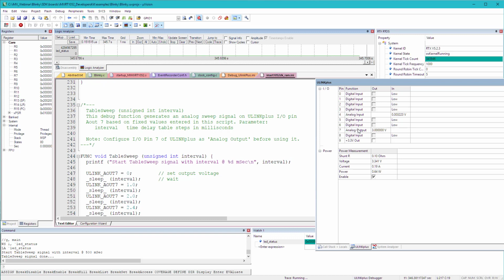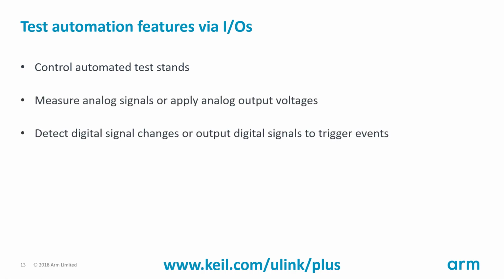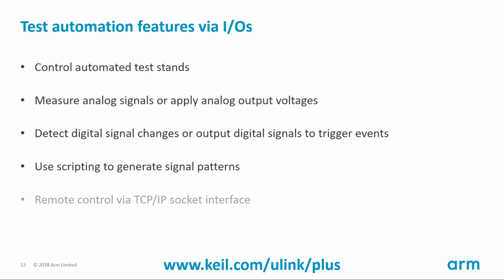You have seen that ULINKplus allows you to control the hardware under test, but the overall functionality goes far beyond. You can build continuous integration tests and start the debugger in batch mode. You can create and measure signals. The debug functions allow scripting, and Microvision offers a remote control interface that you can use from other test applications.